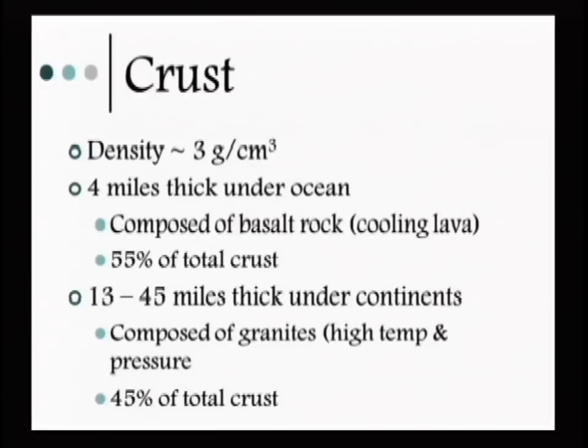That's different than what's under the continents. Continents are basically made out of rock. So the crust has to be thicker to go ahead and support the heavier continents. So it's about 13 to 45 miles thick under the continents, composed mostly of granites. And that makes sense because you tend to then go ahead and put that part of the crust, the mantle, under much higher temperatures and pressures. So you would expect those rocks that we observe from the crust under the continents to show as being metamorphic rocks. And that makes up about 45% of the total crust.